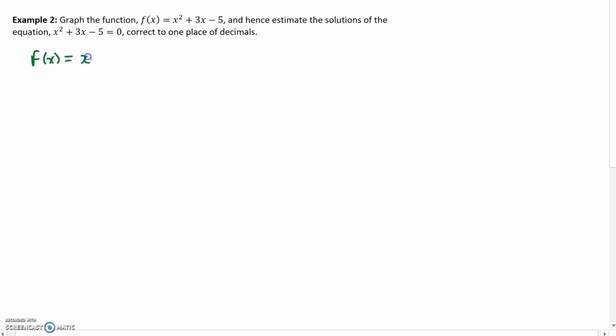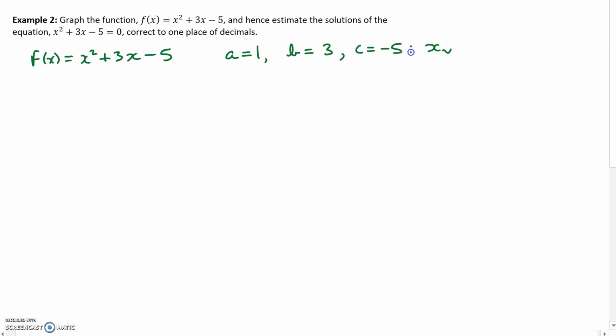Now this is the second example in which we're going to solve a quadratic equation by graphing. So let's begin quickly because the main point of this comes towards the end. Our function is f of x equals x squared plus 3x minus 5. Again, we know this by now, I hope. a equals 1, b equals 3, and c equals negative 5.